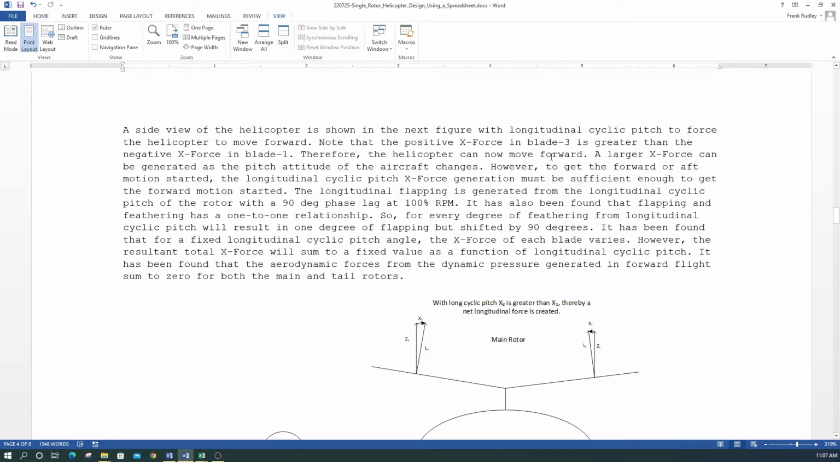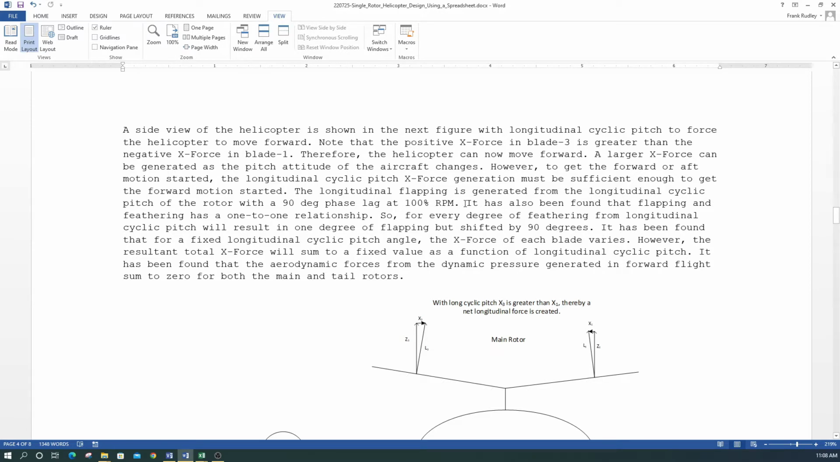A larger X force can be generated as pitch attitude of the aircraft changes. However, to get forward or aft motion started, the longitudinal cyclic pitch X force generation must be sufficient enough to get the forward motion started. The longitudinal flapping is generated from the longitudinal cyclic pitch of the rotor with a 90 degrees phase lag at 100% RPM. So the longitudinal cyclic is put in 90 degrees before, so it's actually put in when it's over here, and then as a blade gets to this position, it reduces this X force.